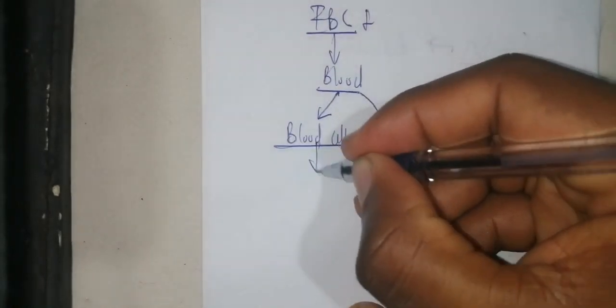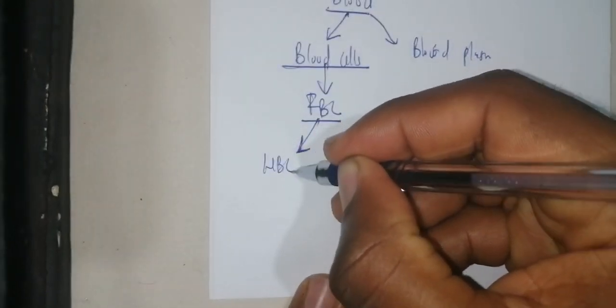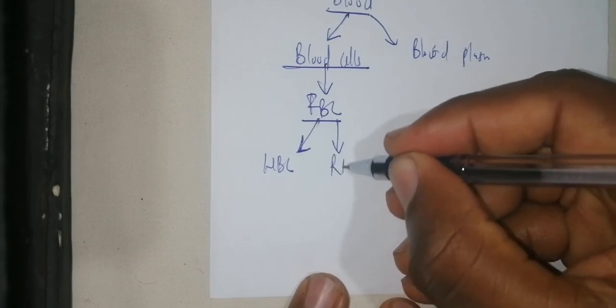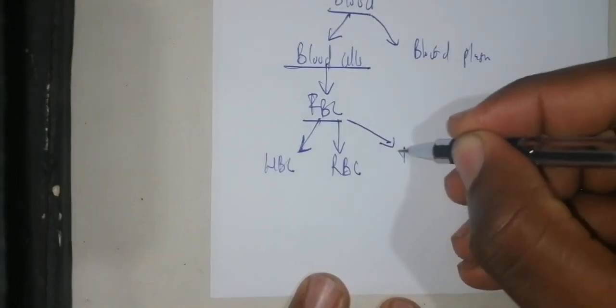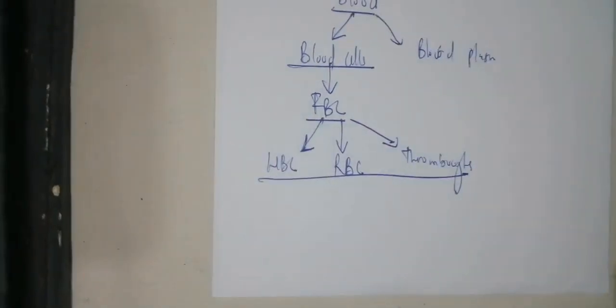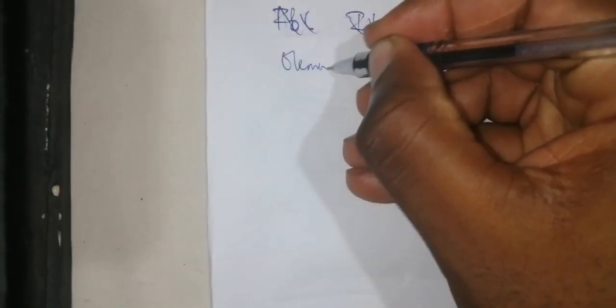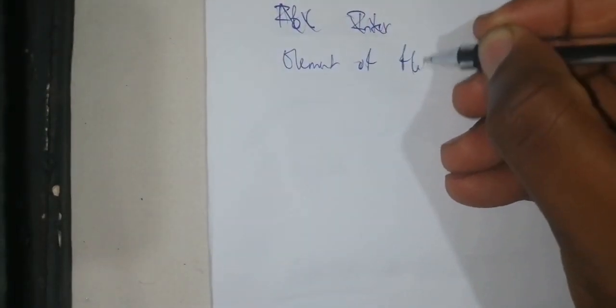Now, the blood cells are visualized with the full blood count. So the full blood count can help us have an idea on the white blood cells, the red blood cells, and the thrombocytes. So now, what are the elements of the full blood count? Every time they ask you to interpret a full blood count, let us first start with the elements of the full blood count.